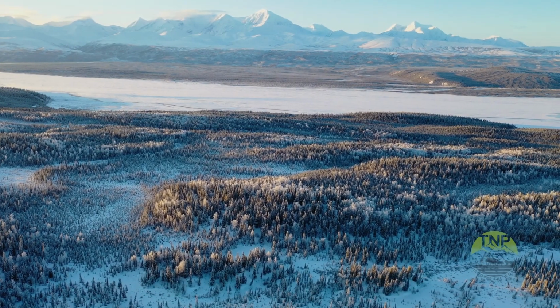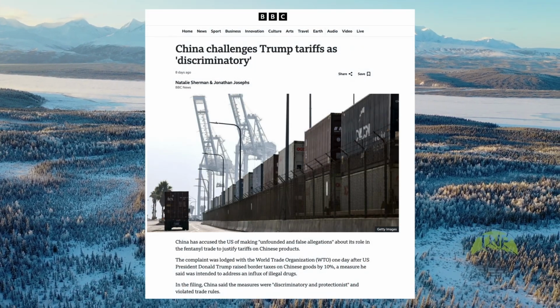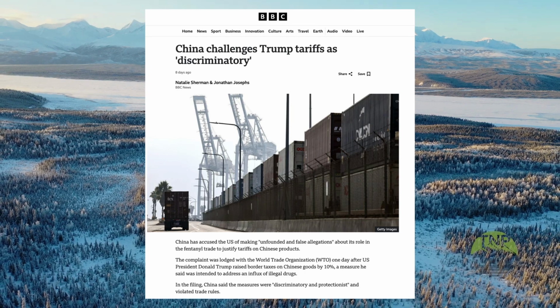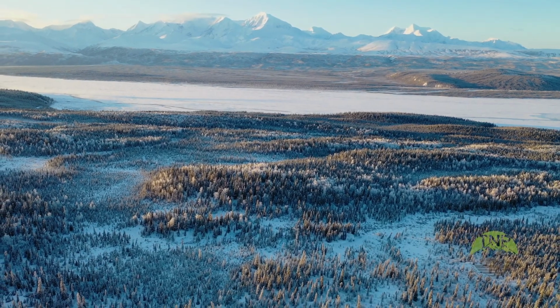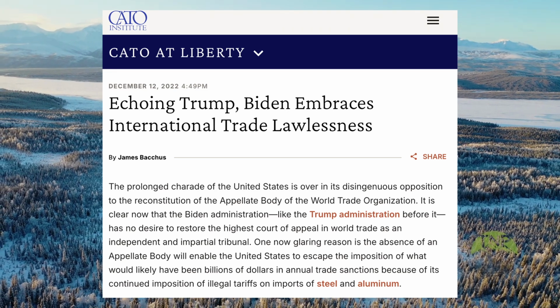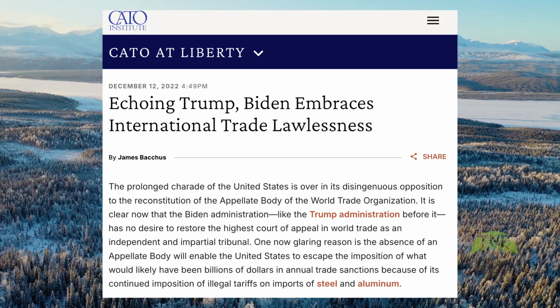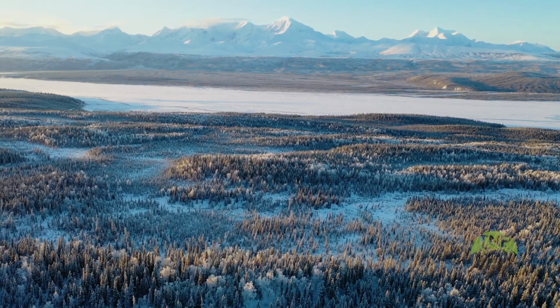Then there's the WTO. So China did file a complaint with the WTO, but nothing really is likely to happen there, as they don't really have any means of enforcement. No one really listens to what they rule. There were rulings against Joe Biden's government, and nothing really happened there. So not much to expect there.